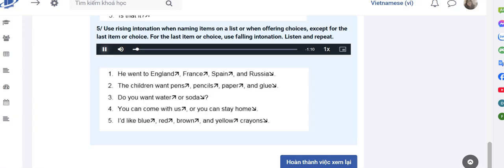Use rising intonation when naming items on a list or when offering choices, except for the last item or choice. For the last item or choice, use falling intonation. Listen and repeat. 1. He went to England, France, Spain, and Russia. 2. The children want pens, pencils, paper, and glue.